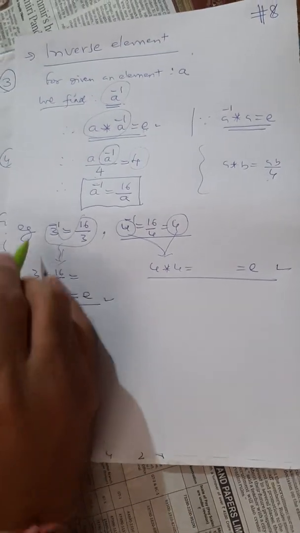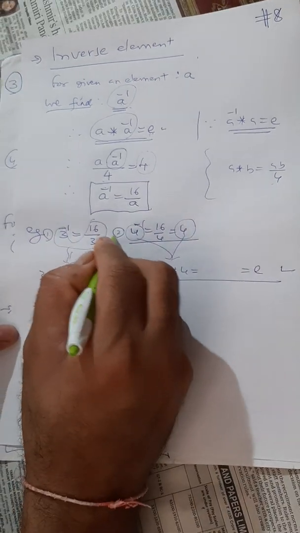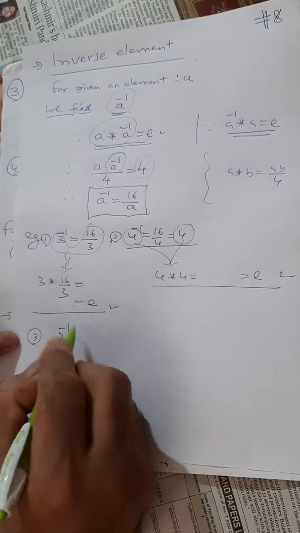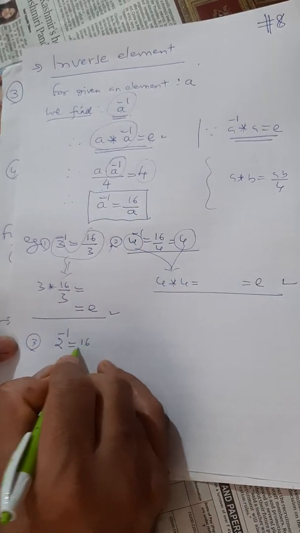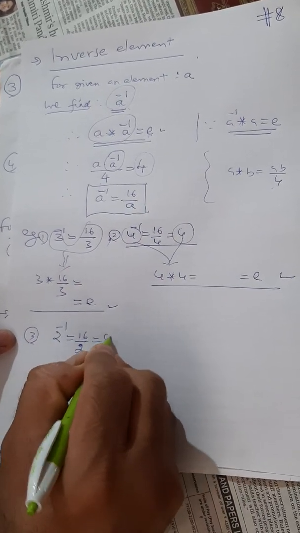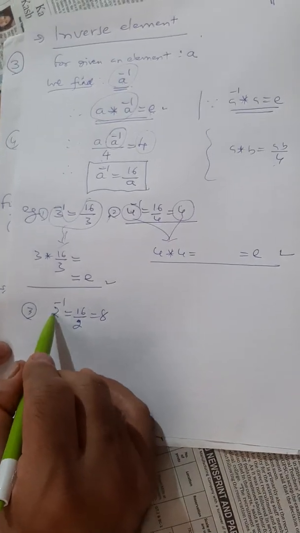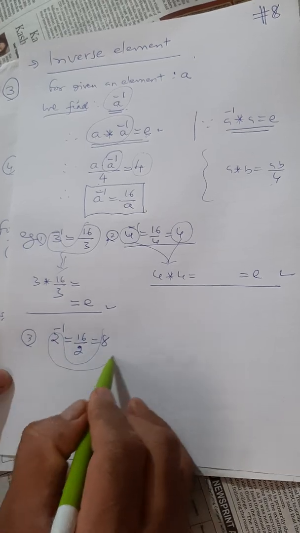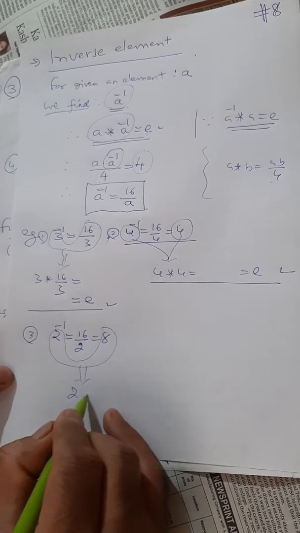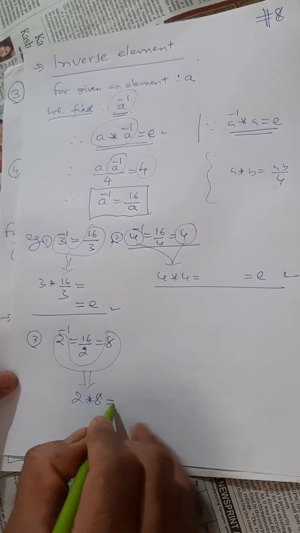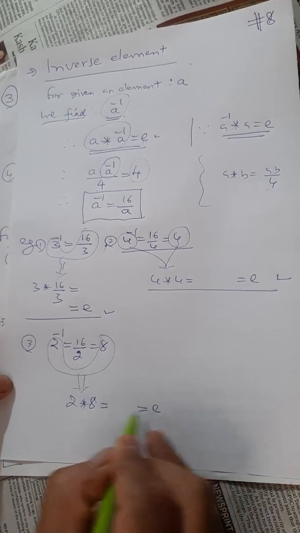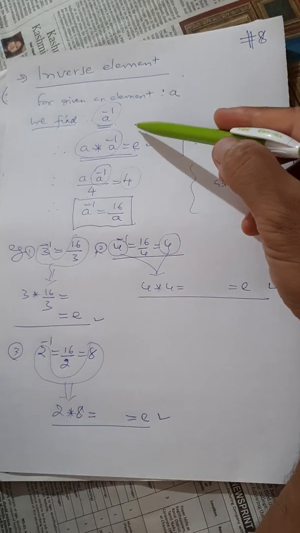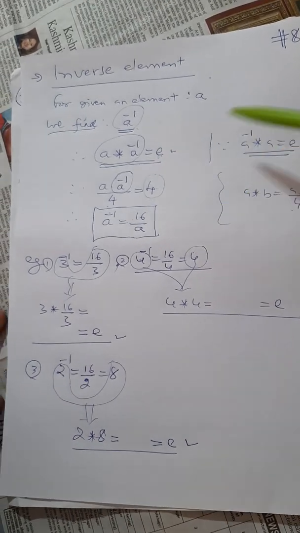What is the inverse of, for example, 2? Let's take the inverse of 2. By this formula, it would be 16 by 2. So it is 8. Again, I'm emphasizing, inverse of 2 is 8. It means if I apply asterisk between these two, that is if I find 2 asterisk 8, your answer has to be identity. You can verify. So this is about inverse. This is a very commonly used standard technique to get the inverse, remember.